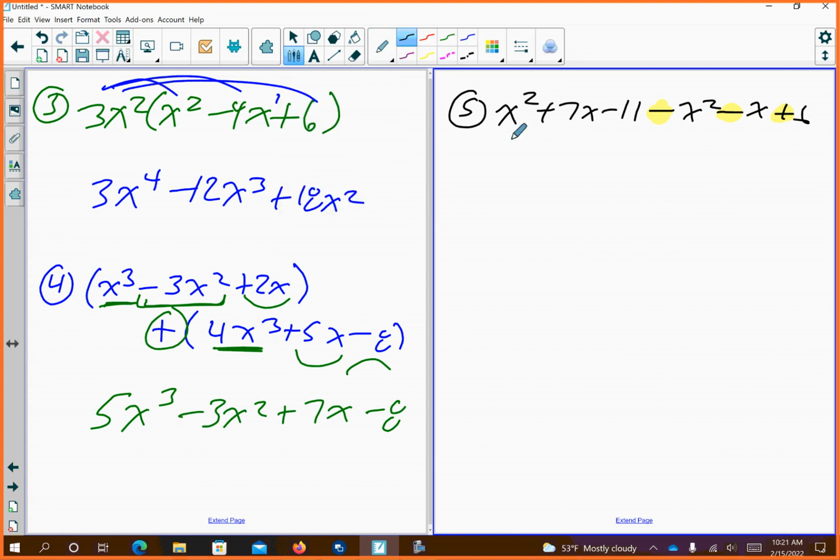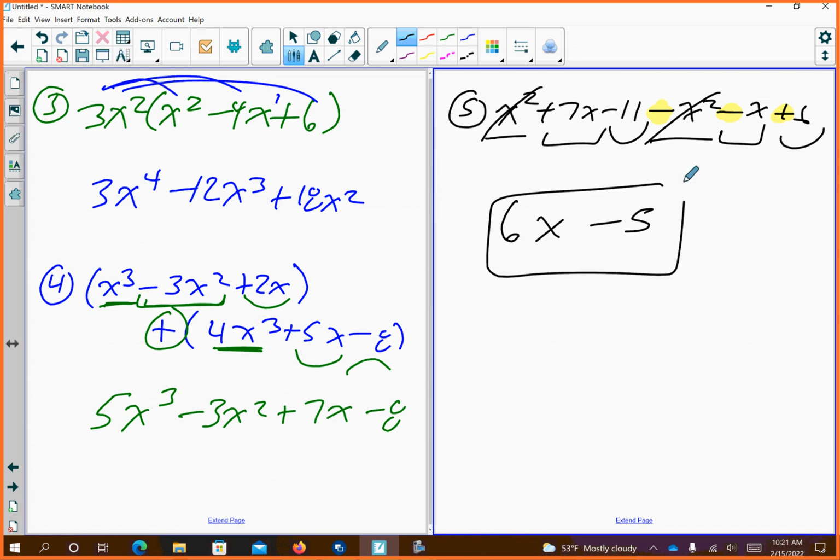All right, so then I'm going to combine like terms. So I get x squared minus x squared. Those cancel. 7x minus x, so 7x minus 1x is 6x. Negative 11 plus 6 is negative 5. Problem's done. We good so far?